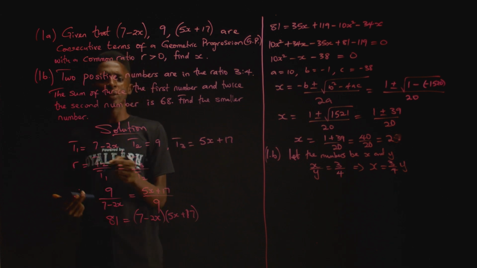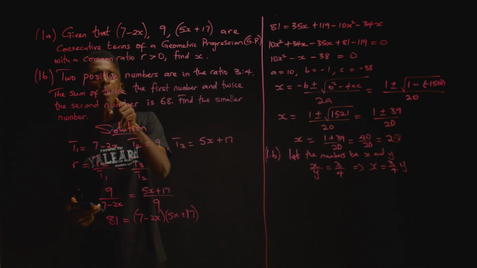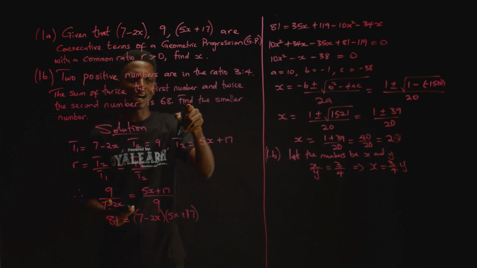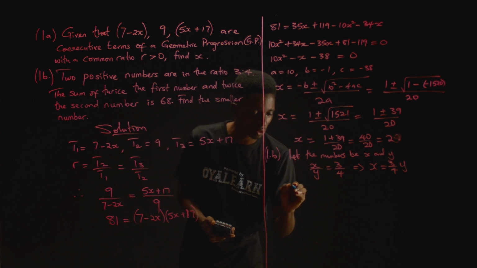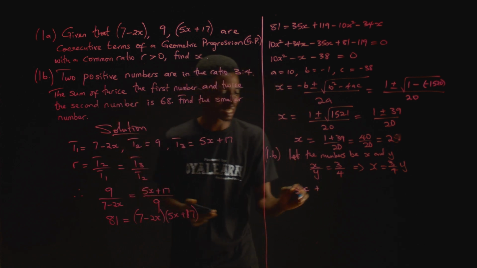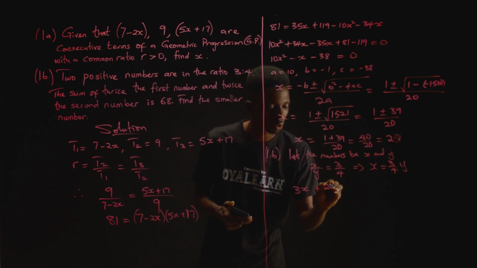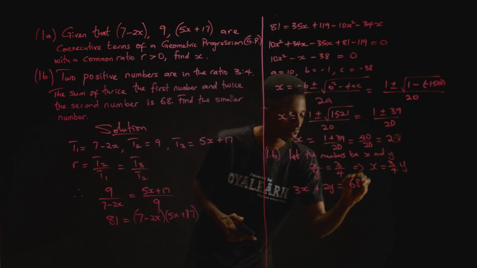Now let's solve for x. To solve for x, we look at the next statement. The sum of thrice the first number and twice the second. Thrice the first means we have 3x plus twice the second, which is 2y, is going to give us 68.